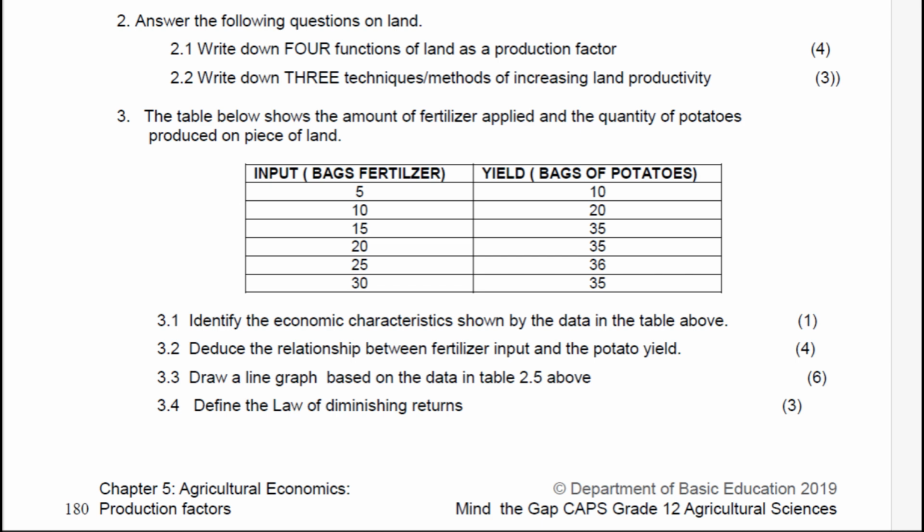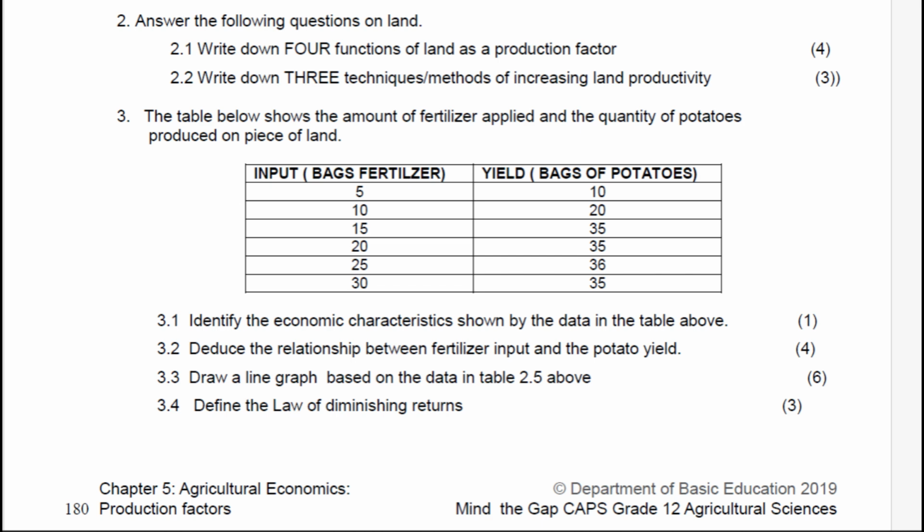Question 2. 2.1. 4 functions of land as a production factor. Paulina, please tell us. Provides space. Supplies raw materials. Supplies minerals. Provides food. 2.2. 3 techniques or methods of increasing land productivity. We have irrigation or improving water management, resting the land, and using scientific farming methods.